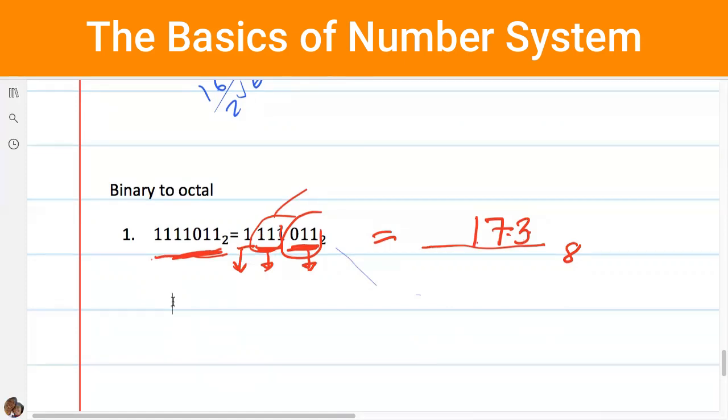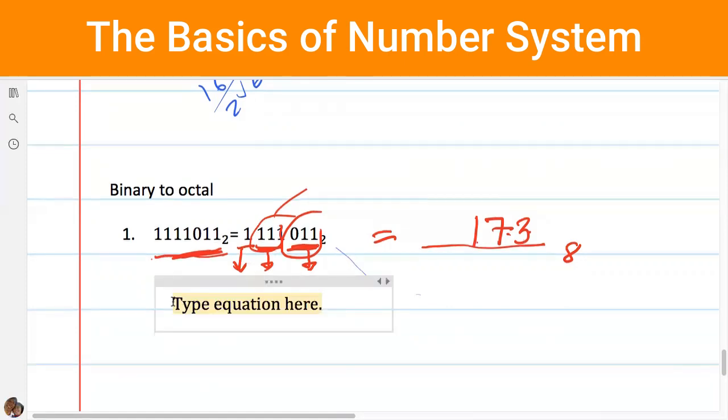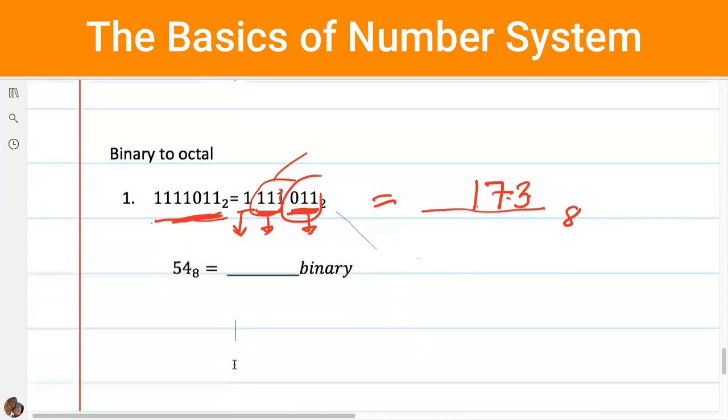Let's say I have here 54 in octal, and we are going to find its value in binary. In binary, what's the value in binary?